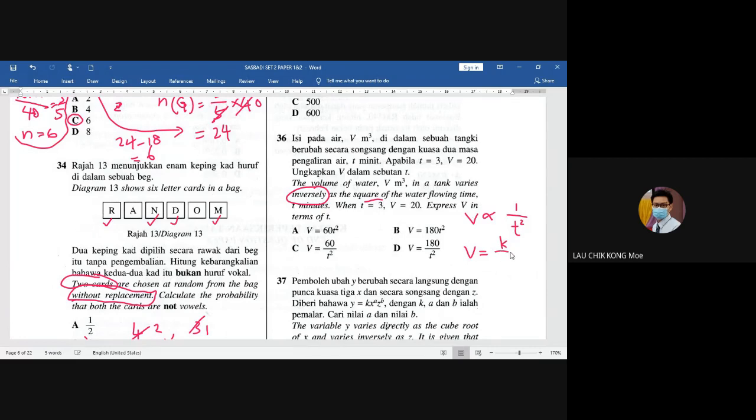over T square. The constant is K. So we try to find the K. We put V equals 20. You are given V is 20 and T equals 3, so 20 equals K over 3 square. So K equals 180. So our equation should be 180 over T square. So the answer is D. V equals 180 over T square. 36D. Very easy. What is important is that you understand varies inversely. Normally 2 questions for variations for objective.